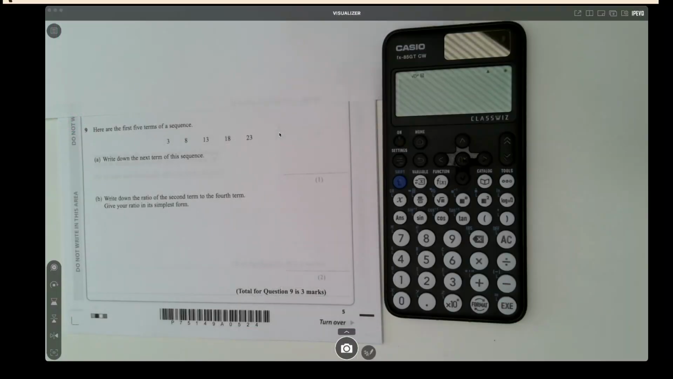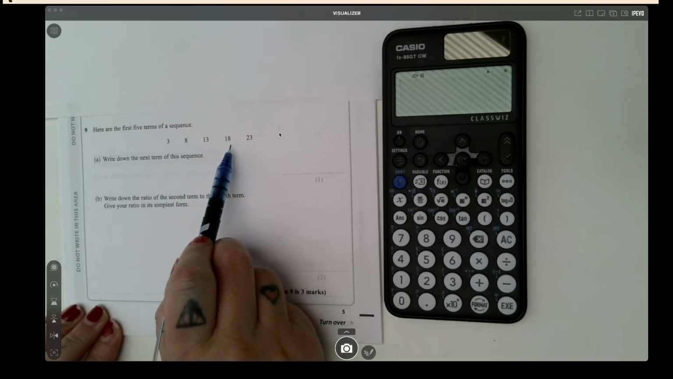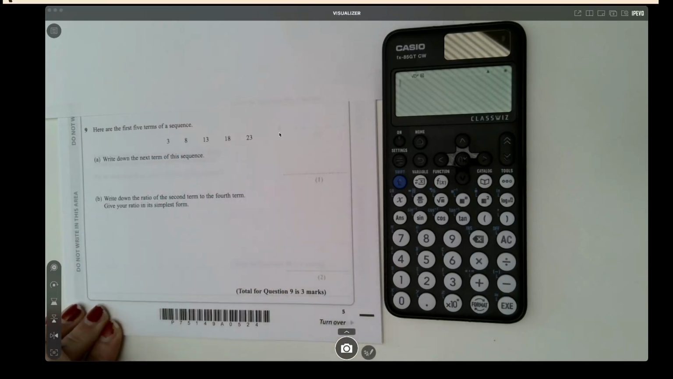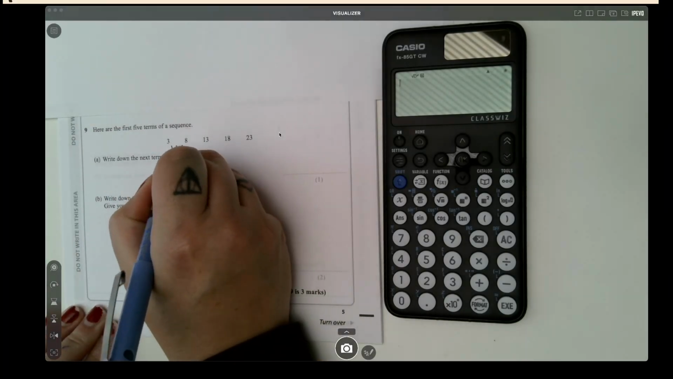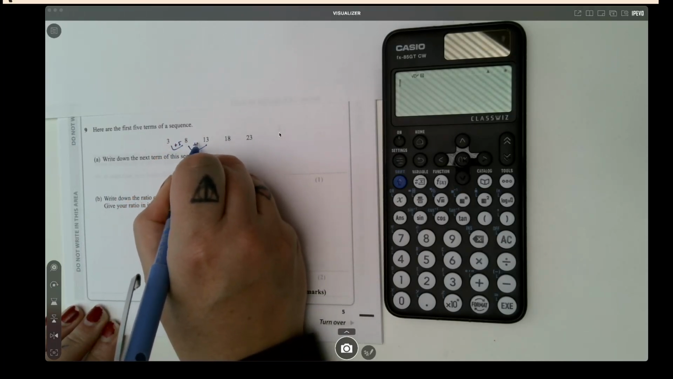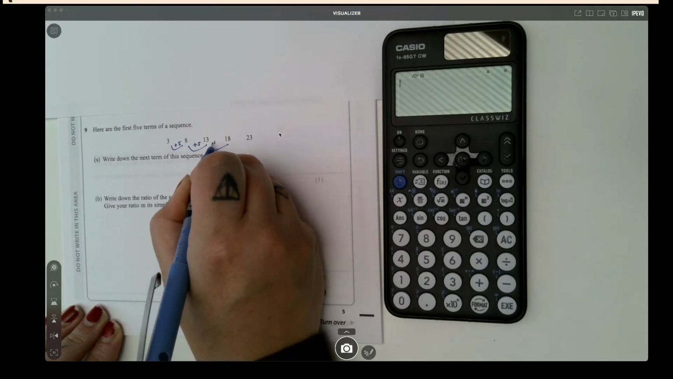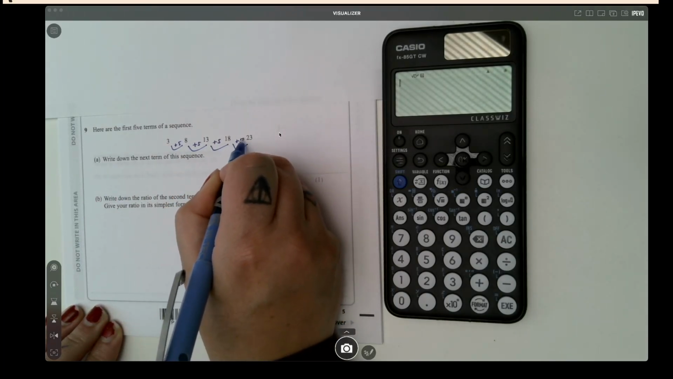Question 9. Here are the first 5 terms of a sequence: 3, 8, 13, 18 and 23. Write down the next term of this sequence. So let's see what we're doing to get from one term to the next. From 3 to 8 we're adding 5. From 8 to 13 we're adding 5. 13 to 18 we add 5, and then 18 to 23 we add 5.